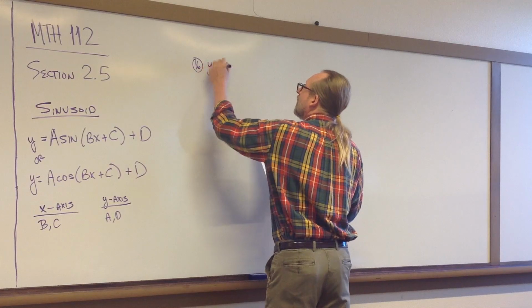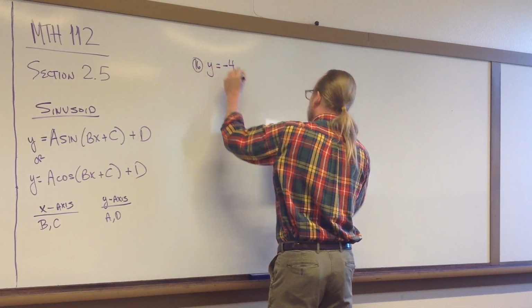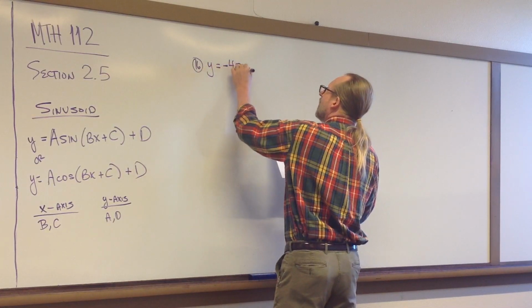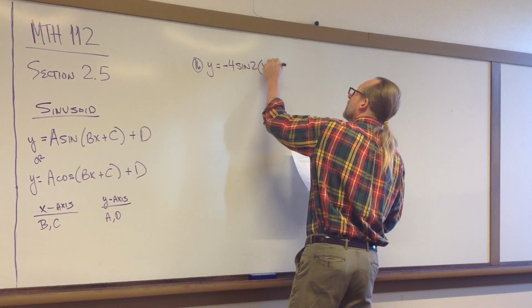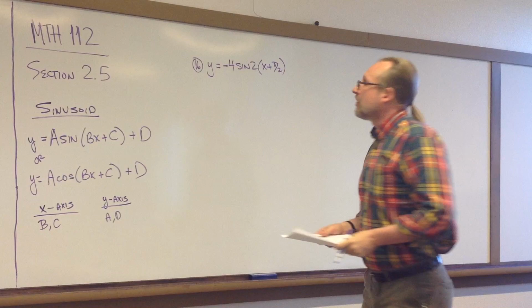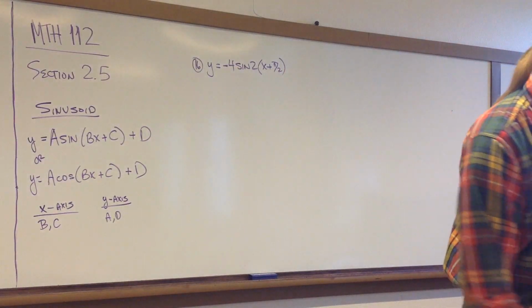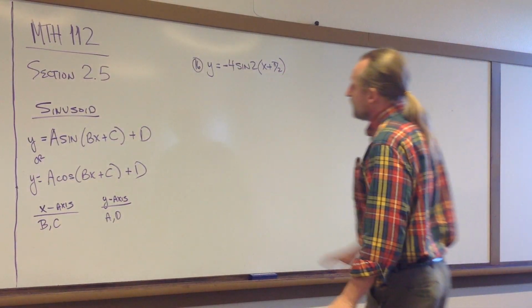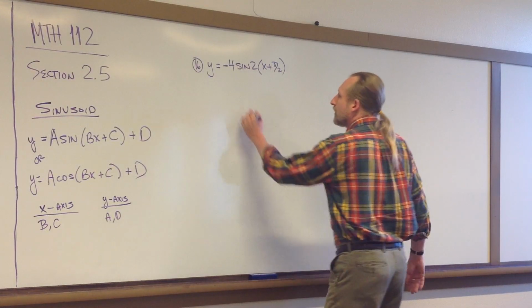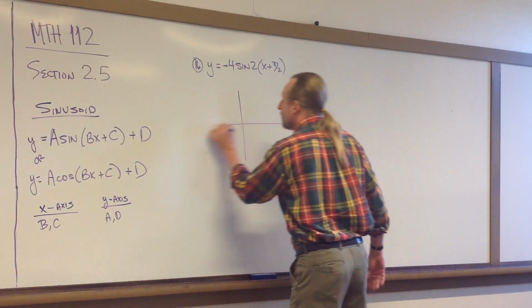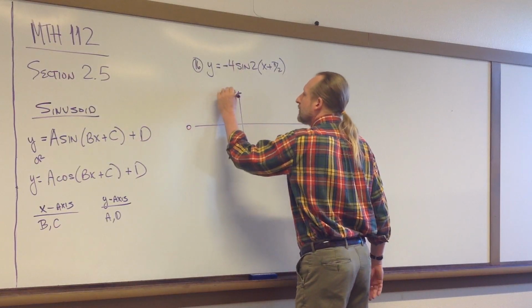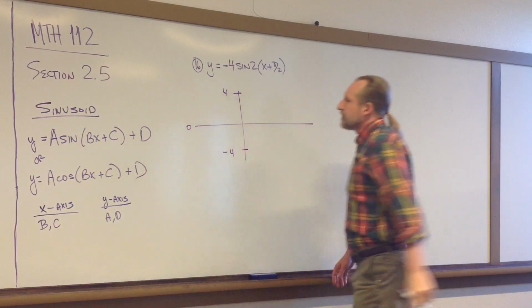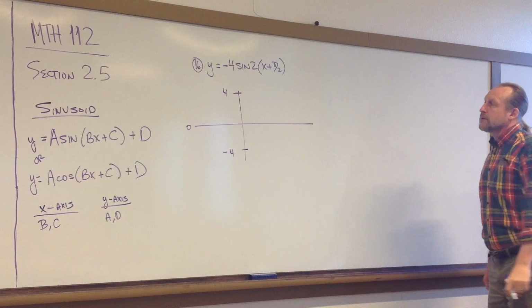This is -4 sine of 2 times x plus pi over 2. No vertical shift. No, d in this case is 0. Okay? So that means our midline will be at 0. Our amplitude is 4, so it'll go up to +4 and it'll go down to -4.